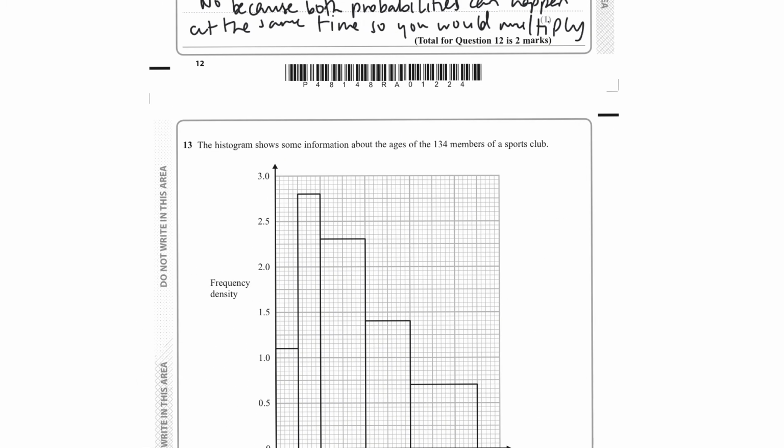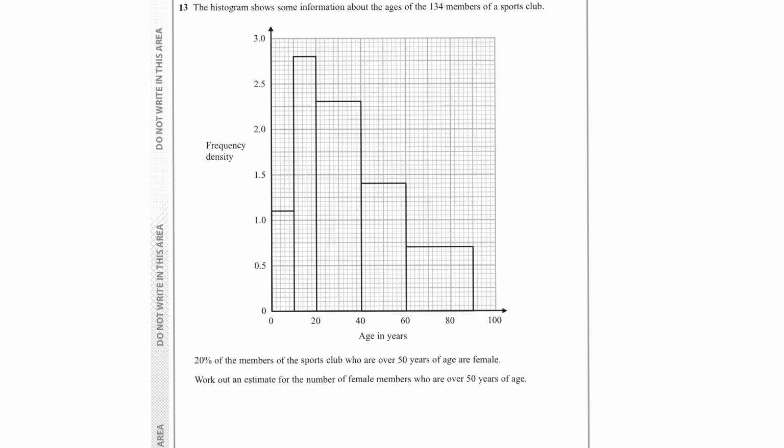All right, so moving on to question 13. Question 13 is looking like a histogram question, which I should bring out a video on next week. That's the plan. So let's have a look. All right, so it says we've got 134 members of the sports club. 20% of the members of the sports club over 50 years of age are female. So it wants us to estimate the number of females who are over the age of 50 in the sports club.